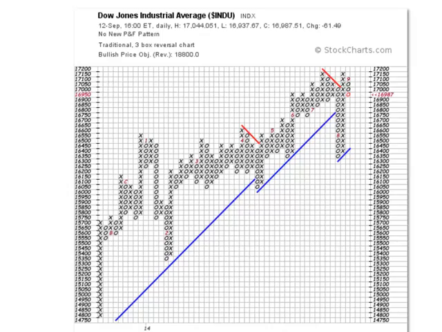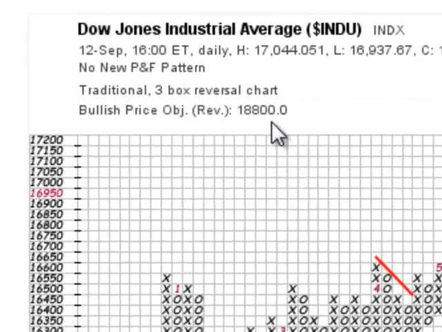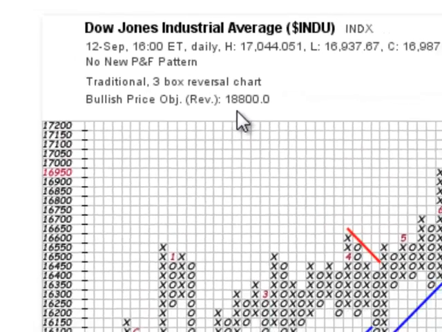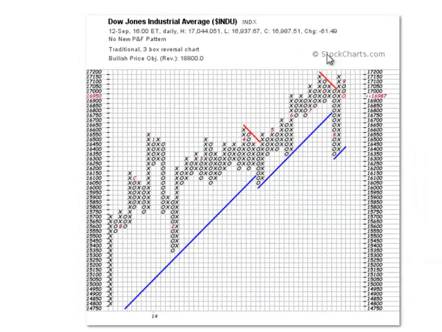Here's the one bullish chart out of the three. It's showing a bullish price objective of 18,800, so about 1,800 points north of where it is now. So we could have some retracement and then head back up north again.